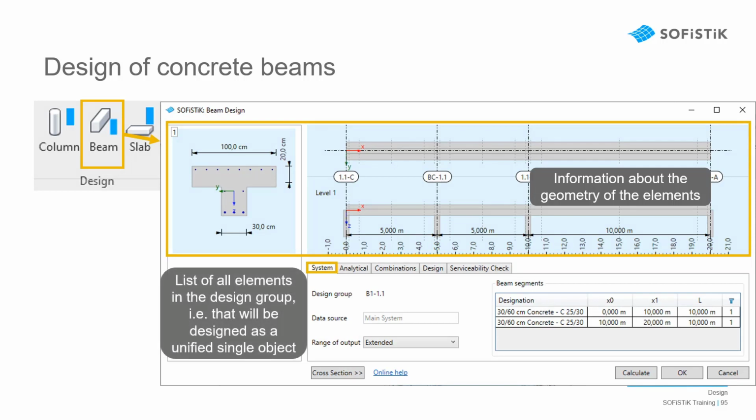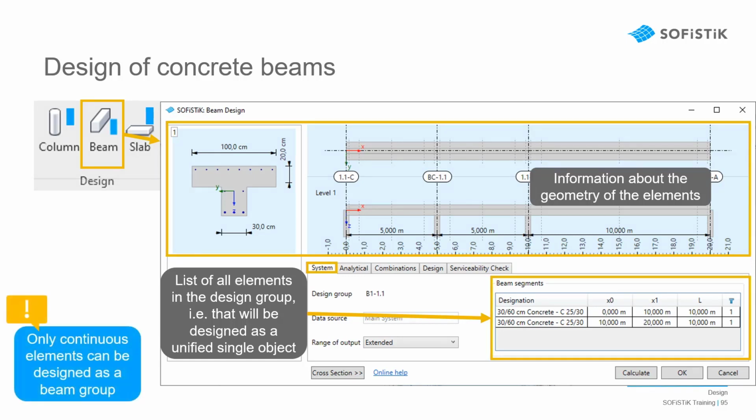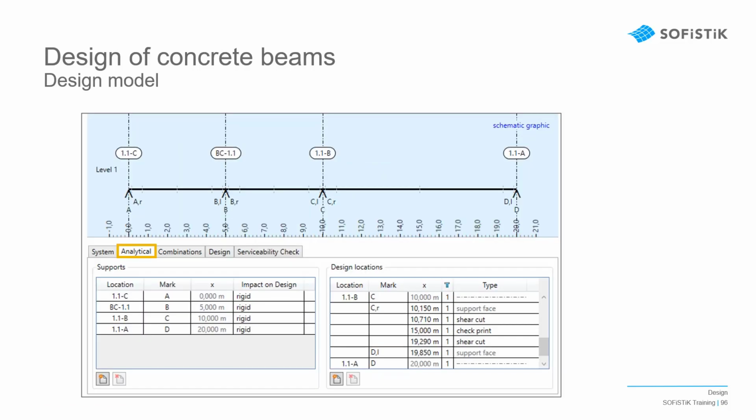The various elements of the group are therefore listed here, as well as their corresponding cross-sections. For the same reasons, it is crucial to only select elements connected to each other. Similarly to columns, the model and forces will be taken over from the analysis results.